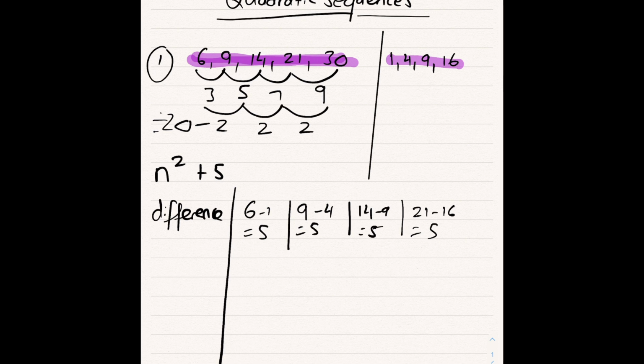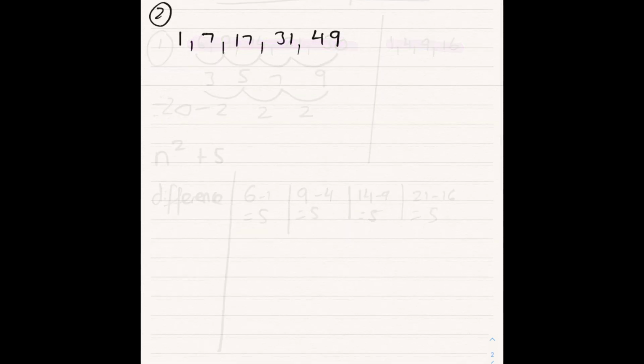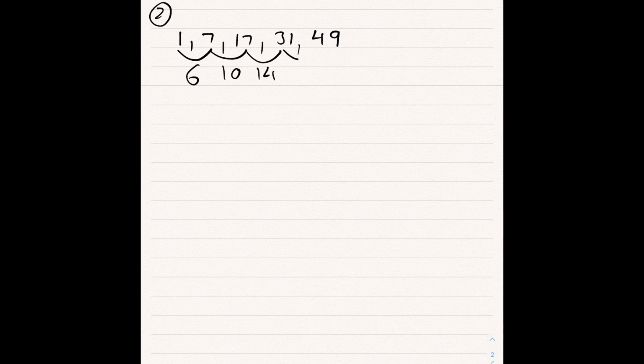Now this might seem a bit confusing at first, but after we do a few questions, it should be alright. Okay, in this sequence we have 1, 7, 17, 31, and 49. What we do is find the differences. So we have 6, 10, 14, and 18. That's step 1 complete. Next step is to find the difference between those numbers. So we have 4, 4, and 4 is the difference.